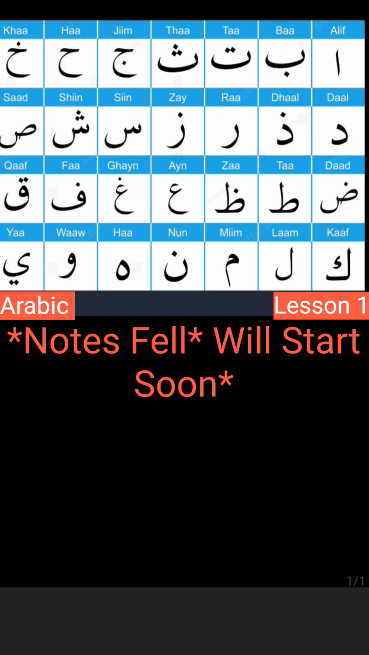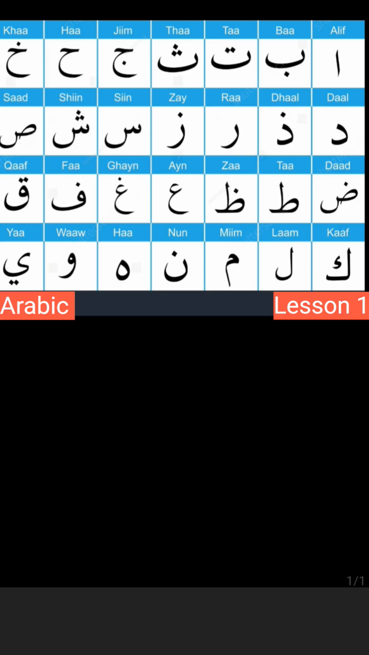We have Alif. Now, Alif is the very first letter in the Arabic alphabet, and what's funny is the first two letters in the Arabic alphabet are equivalent to the Latin script alphabet, the one we have, A, B, C. So the first two letters are Alif and Ba, which is basically A and B.